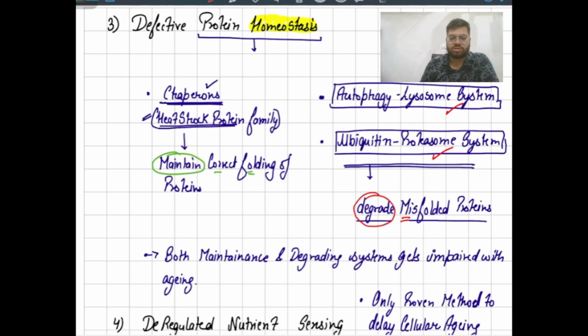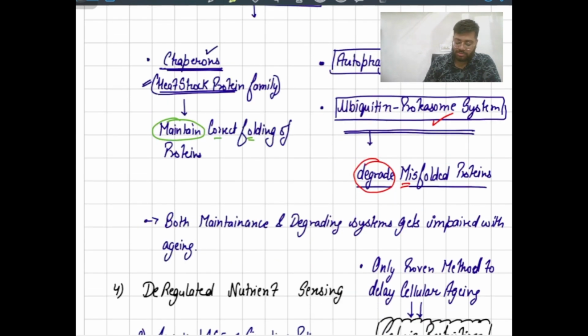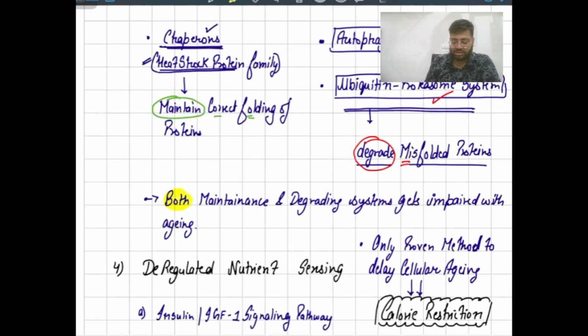So both chaperones and the ubiquitin proteasome system are the main significant part of protein homeostasis. If both are impaired, the maintenance and degrading systems, they will cause cellular aging. Okay. The last one is deregulated nutrient sensing.